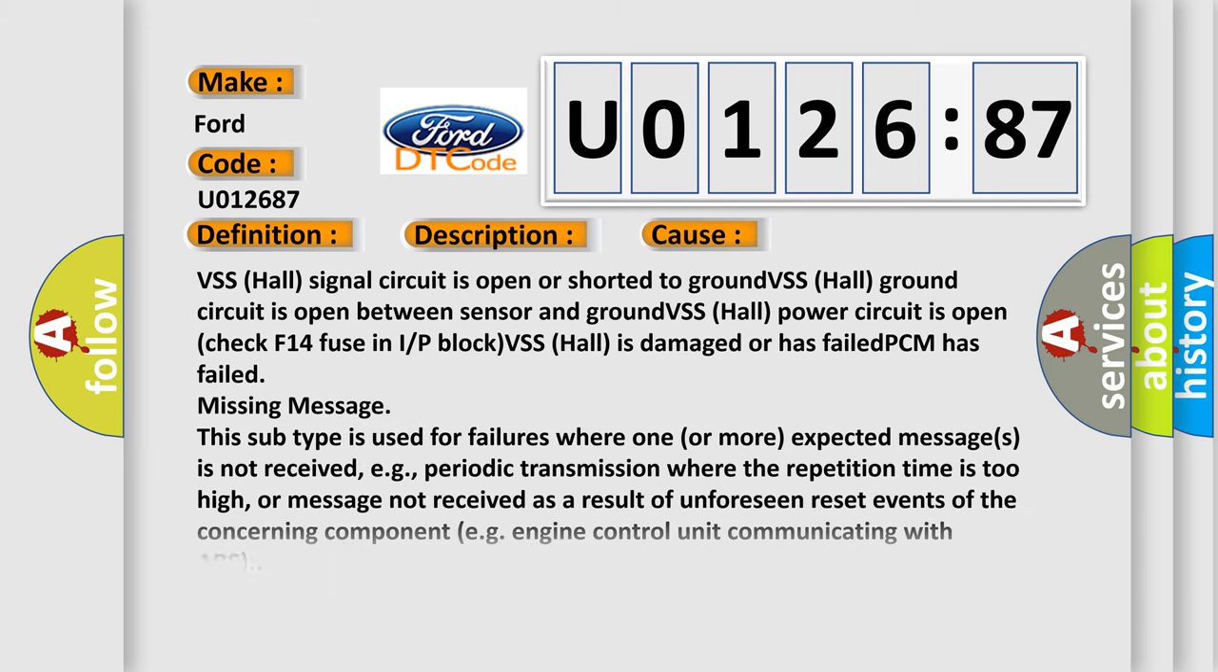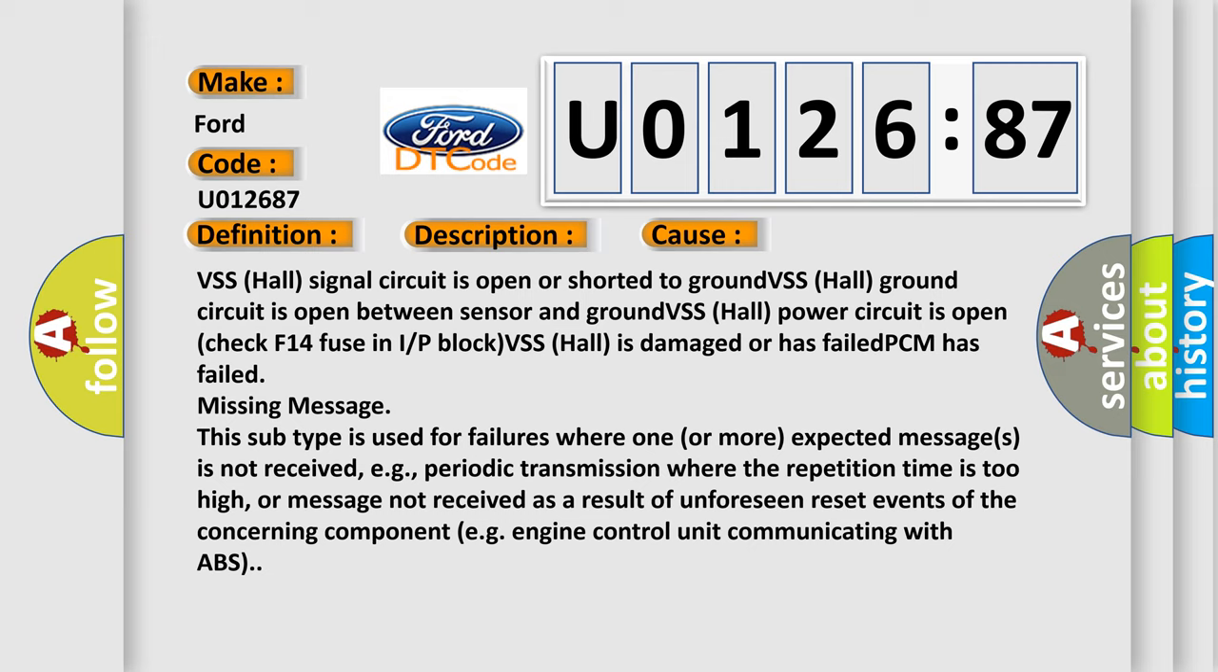This diagnostic error occurs most often in these cases. VSS Hall signal circuit is open or shorted to ground. VSS Hall ground circuit is open between sensor and ground. VSS Hall power circuit is open. Check F14 fuse in I or P-block. VSS Hall is damaged or has failed. PCM has failed.